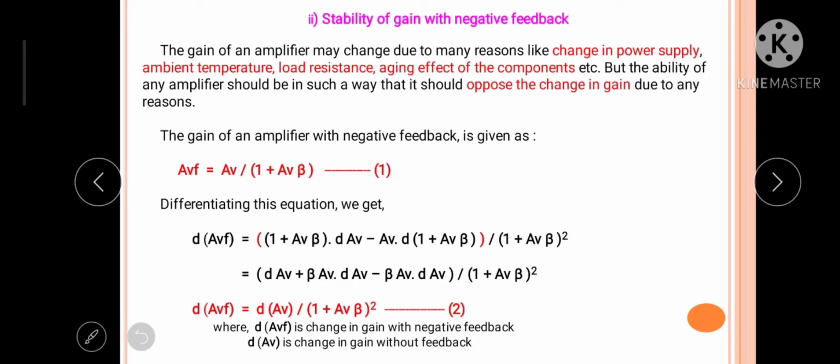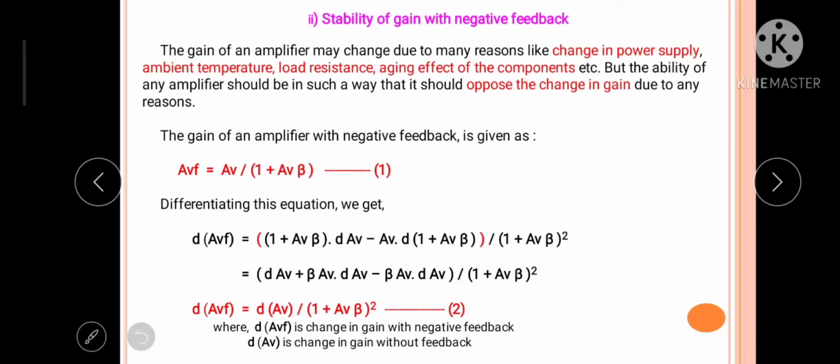As you know, the gain of an amplifier may change due to many reasons like change in power supply, ambient temperature, load resistance, aging effect of components, and so on. But the ability of any amplifier should be in such a way that it should oppose the change in gain due to any reasons. Any kind of amplifier should oppose the change in its gain due to any of the above reasons.